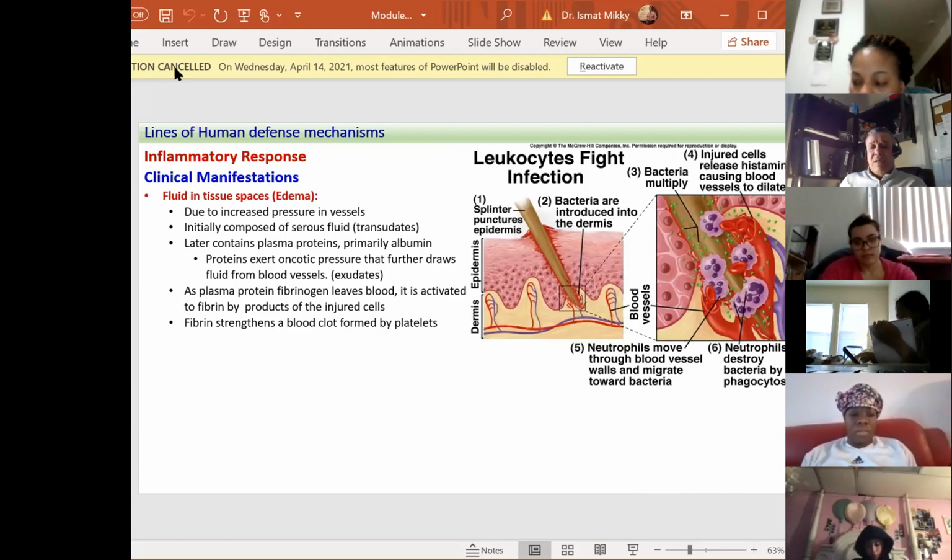And we know edema results from the inflammation, and that's due to the increased pressure in vessels. And the transudate is leakage of fluid from the blood vessels. So we have exudate, transudate, and purulent exudate, which is pus drainage.